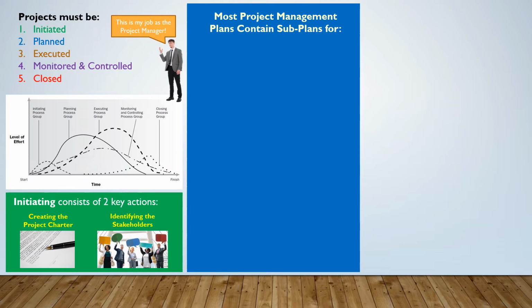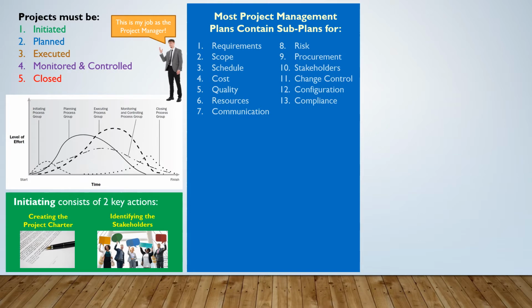So when we plan the project, we need to realize that most project management plans will contain a lot of sub-plans or subsidiary plans for things like, what are the requirements? How do we manage scope, schedule, cost? What are the quality standards? How are we going to maintain quality? What are all the resources that we need and how do we get them? What are all the communication requirements that we have? What risks do we need to plan for? What do we need to procure on the project, like resources and equipment and people? Who are all the stakeholders and how do we engage them and make sure they support our project goals?